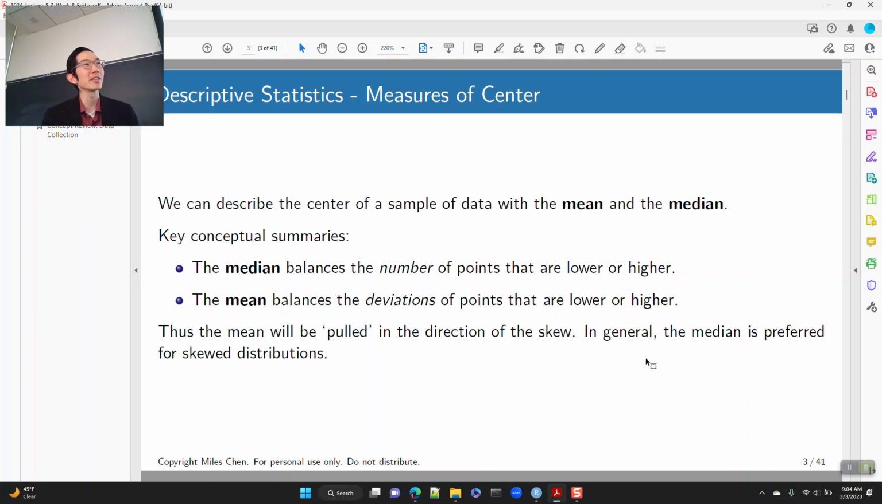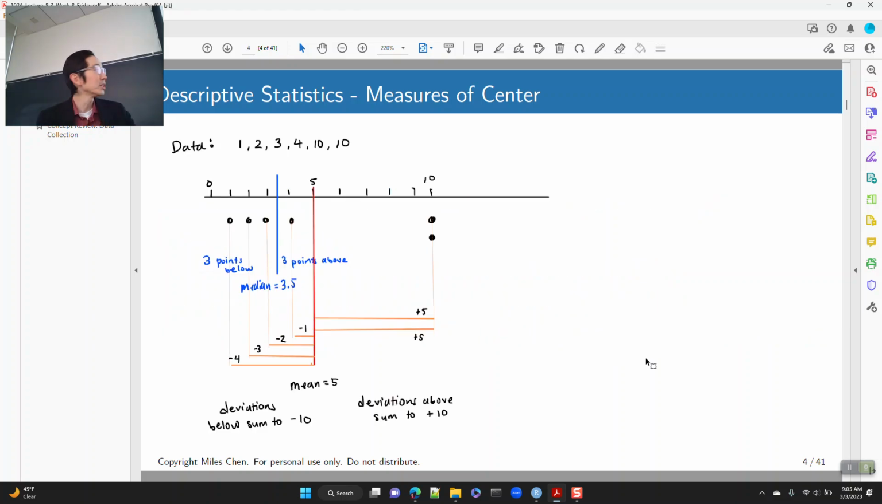These things are basically finding balance points in your data. The median, you can think of as the location that balances the number of points that you have that are above the median and below the median, okay? And the mean is the location that balances the deviations above and below the mean, okay? And so because the mean balances the deviations, it gets pulled in the direction of skew. So if you have these outliers, the mean gets pulled in that direction because it's trying to balance the deviations.